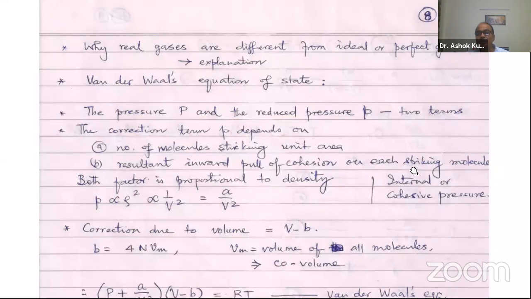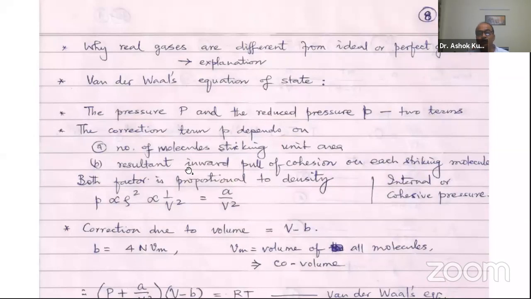If the total number of molecules is larger, naturally at the boundary you will find more molecules, number one. Second, more molecules are in the container, so the boundary molecules will be pulled by a large number of molecules. So under both conditions, we can say that this pressure is proportional to density and density.